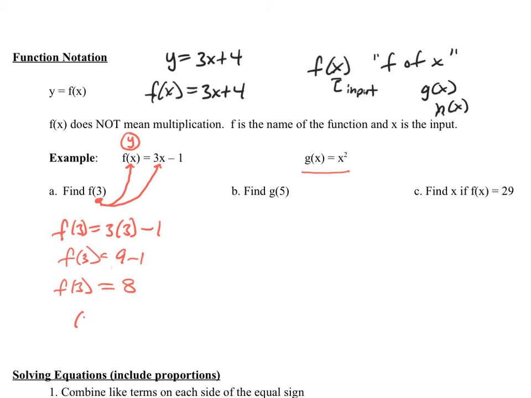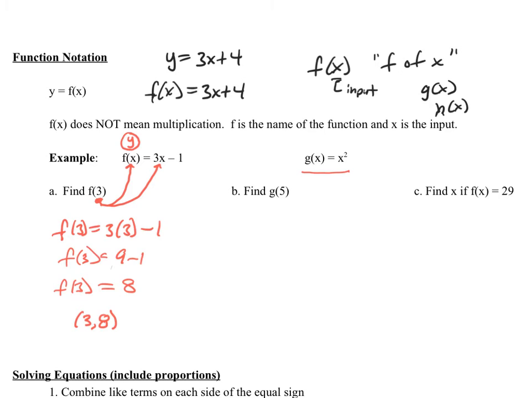Now, what does that really mean? Well, 3 is the input, and when I plug 3 in and evaluate that side of the equation, I get the output. So I just found the point (3, 8). That point is a solution in that function.